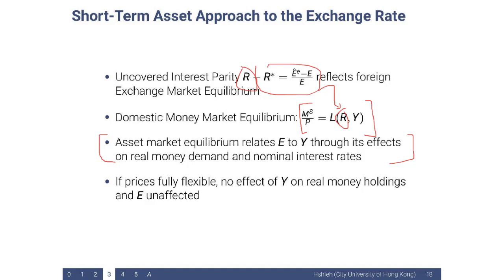Okay, so I think we know this for sure. Asset market equilibrium relates E to Y, and based on these two models, can someone tell me what's the relationship between E and Y? Is it positive or is it negative? We can work through this. Let's work through it.